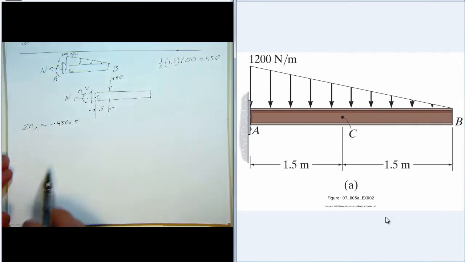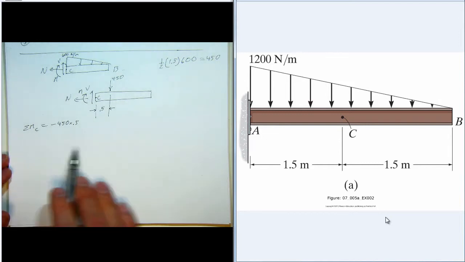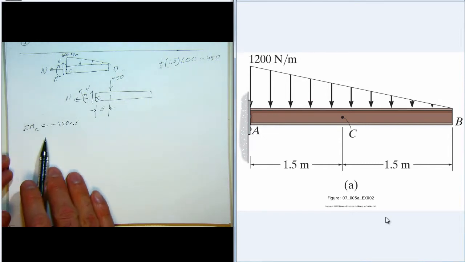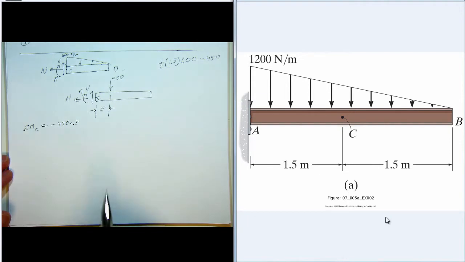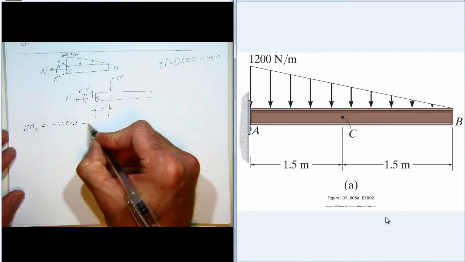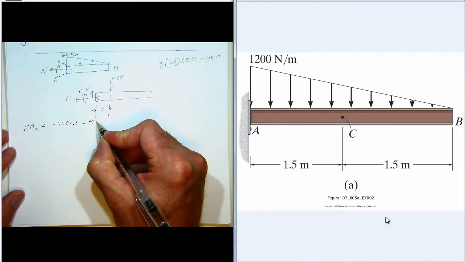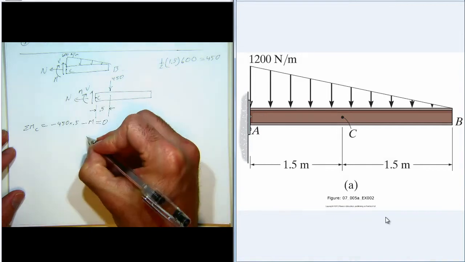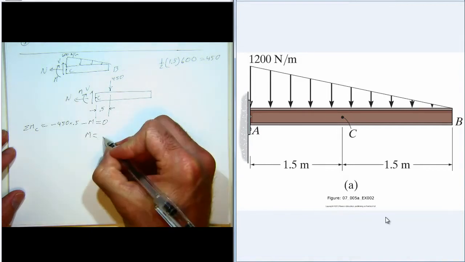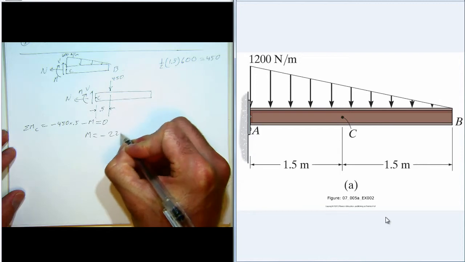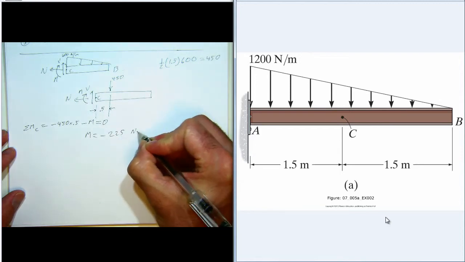Now that we're talking about this Cartesian coordinate system, we're talking about moments in the z direction. So we're not talking about internal forces as far as the positive and negative. We're talking about the z direction. So M is negative, it's in the negative z direction. And so those add up to 0, and we get that M is negative 225 newton meters.